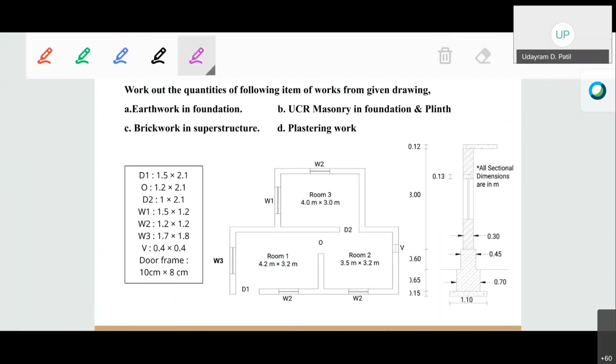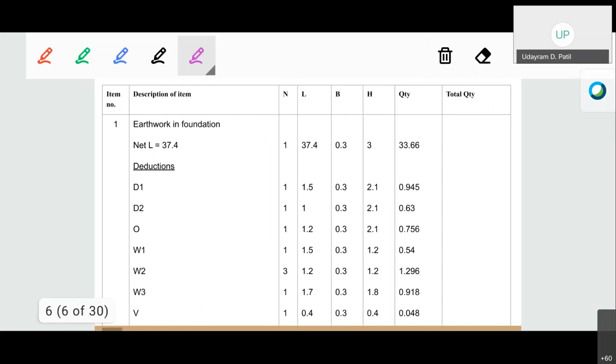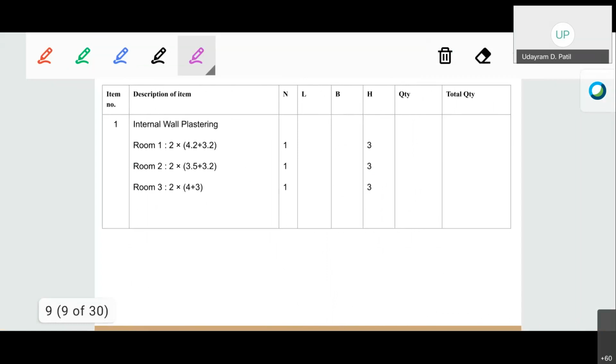So for room 1, room 2, and room 3, for each calculate the perimeter of each room, okay, and multiply with the height. Okay, so for the first internal wall plastering, room 1, it will be 4.2 plus 3.2 multiplied by 2. For room 2, it will be 3.5 plus 3.2 multiplied by 2, and for room 3, it will be 4 plus 3 multiplied by 2.